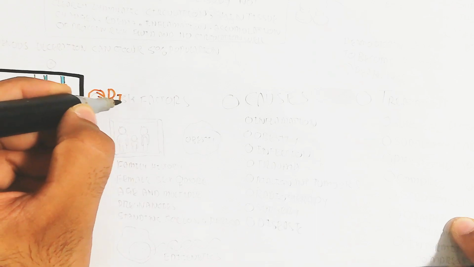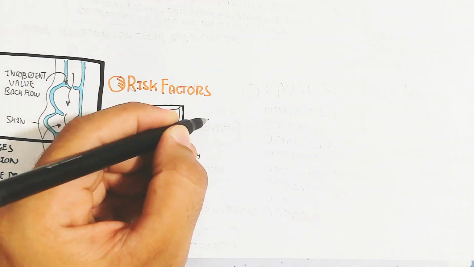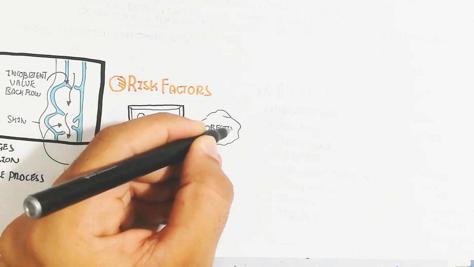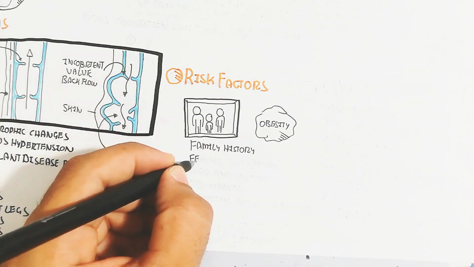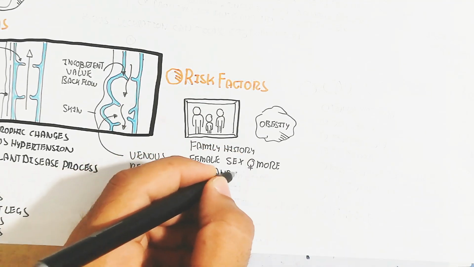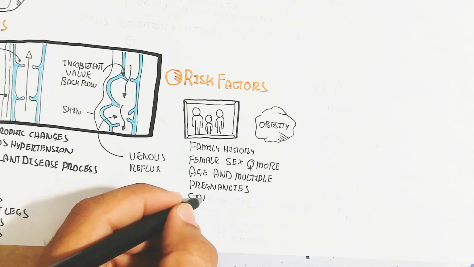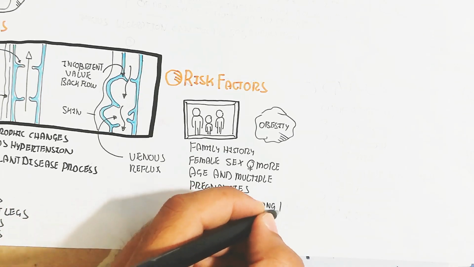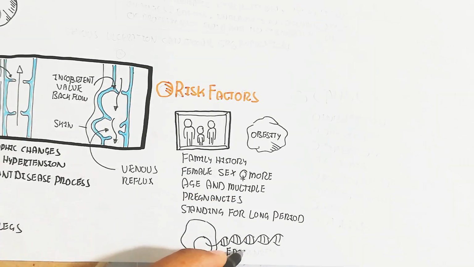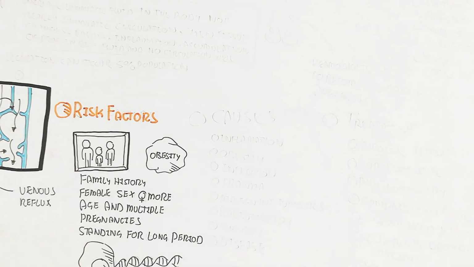So in this way, the risk factors are family history and obesity. On the other hand, female sex more, and age, multiple pregnancies, and standing for long periods on a daily basis. On the other hand, epigenetics is also involved, but less, not more. So the evidence of epigenetics is weak.